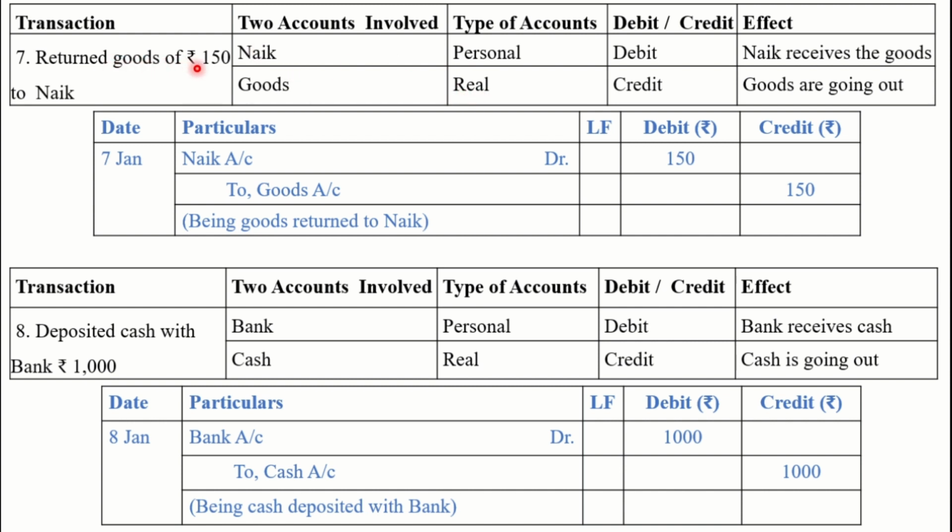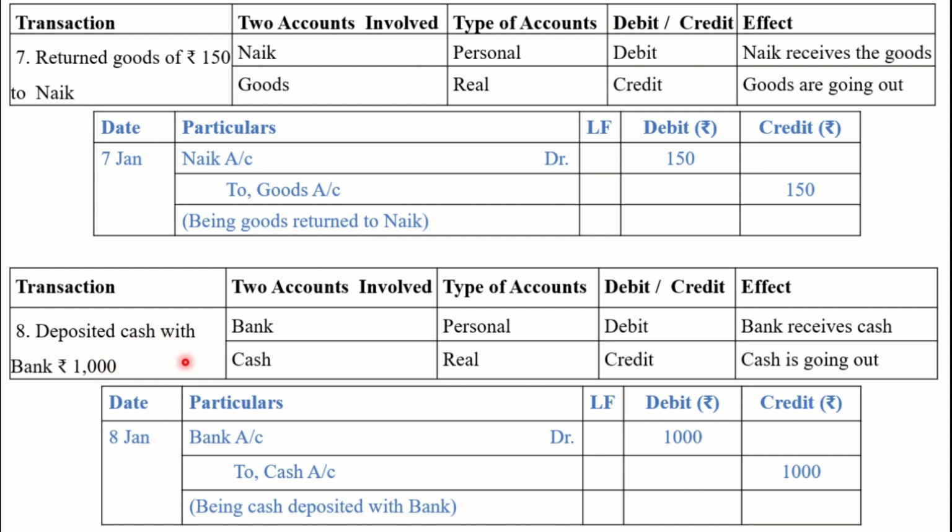Return goods of rupees 150 to Nike means goods are going out of the business, that's why goods account is credited. Nike is a personal account, the rule is debit the receiver. Journal entry: 7th January, Nike account debited 150 to goods account 150 credited. Narration is being goods returned to Nike. 8th transaction is deposited cash with bank rupees 1000.